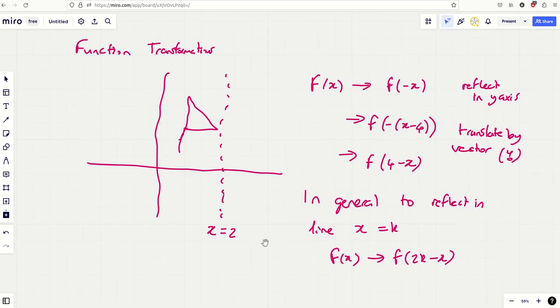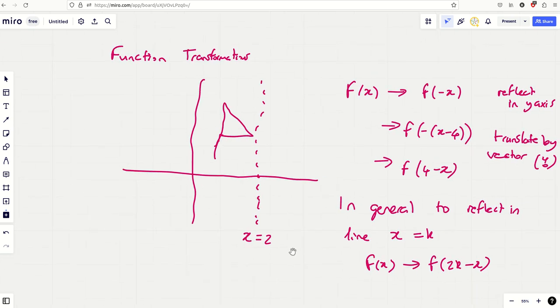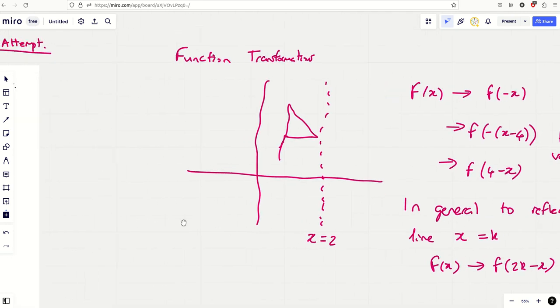A little question for you, which you can think about. How would you do the same thing for the line y equals k? How could you do a very, very similar trick for the line y equals k? If you can find a general result for that, post it in the comments below the video.